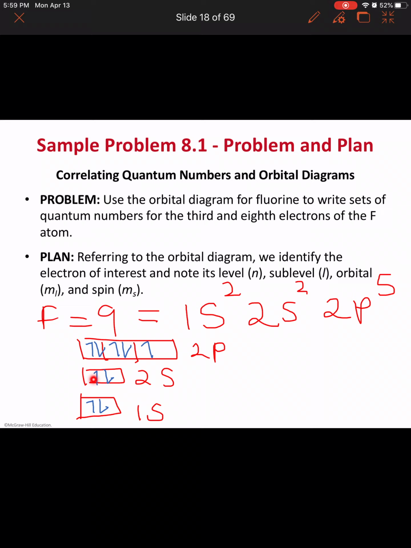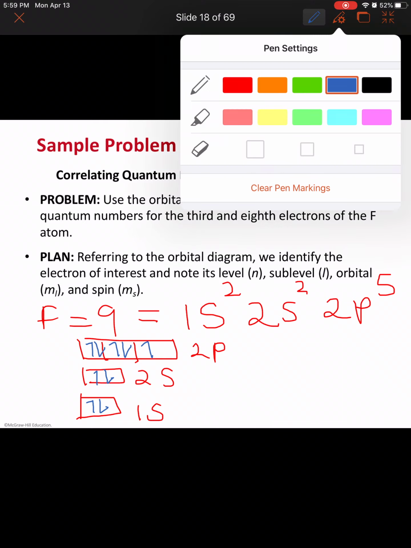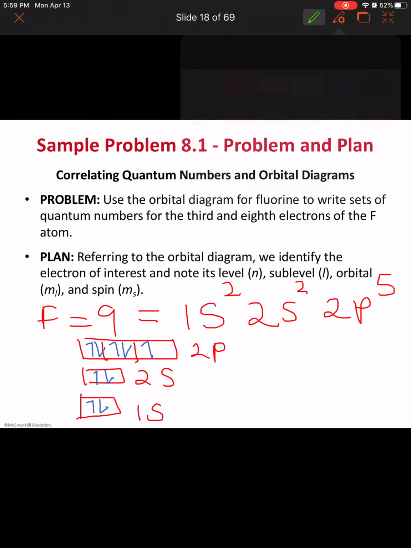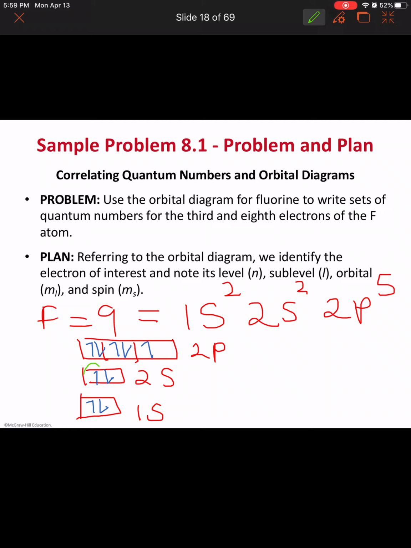Also we need to write the set of quantum numbers for the eighth electron. So this is the third one. Fourth, fifth, sixth, seventh, eighth. So the eighth electron is right there. You see the second one in the p orbital right there. So let me go ahead and circle it. Let's use a different color, maybe green. So 1, 2, 3. So this is the third electron. And then this guy right there, that's going to be your eighth electron.